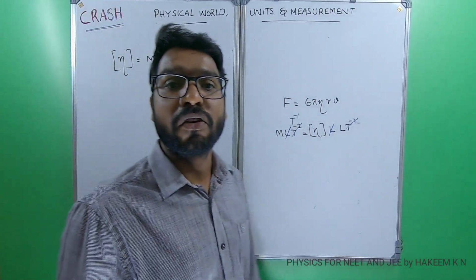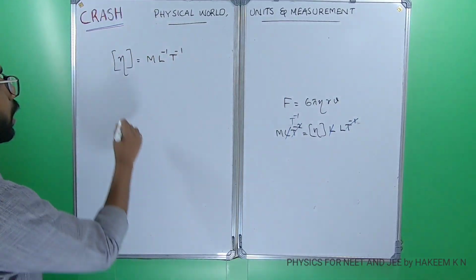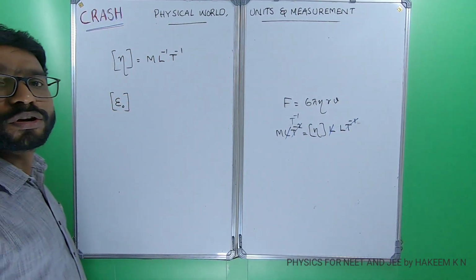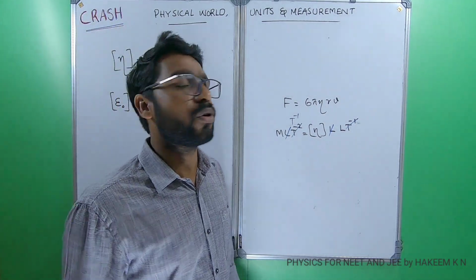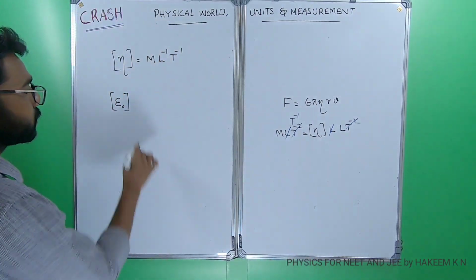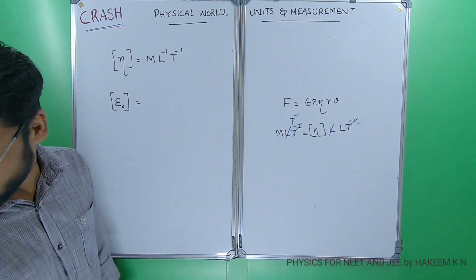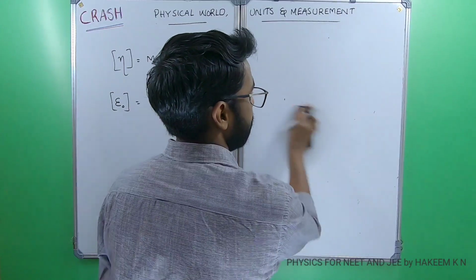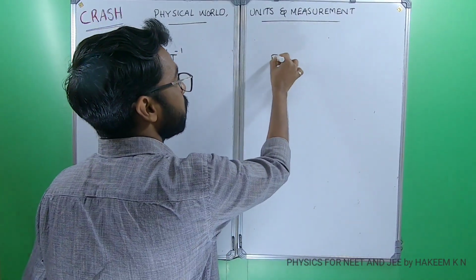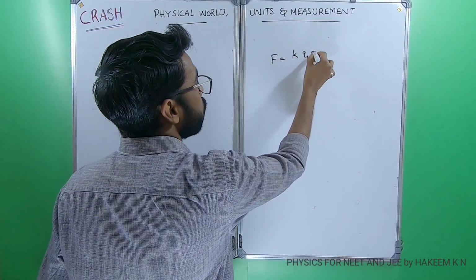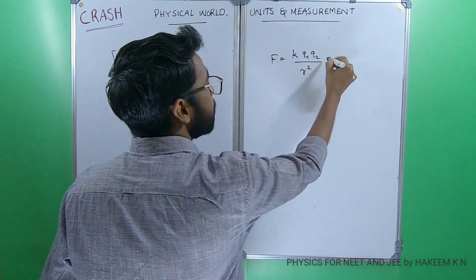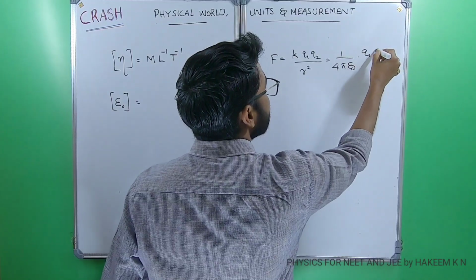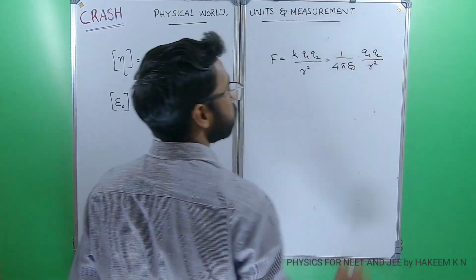Okay, how to find the dimensional formula of epsilon naught? What is epsilon naught? Absolute permittivity of free space. What is the simplest equation containing epsilon naught? We studied Coulomb's law, F equals K Q1 Q2 by R square. This K is 1 by 4 pi epsilon naught, times Q1 Q2 by R square.